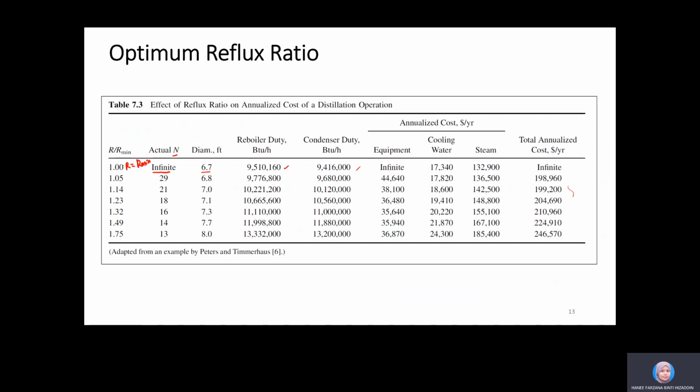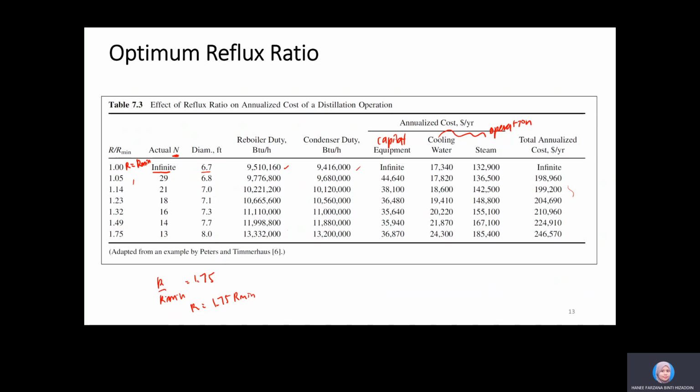So as you can see, when the ratio R over R min increases, for example, equals 1.75, then R equals 1.75 times R min, right? As you increase the reflux ratio, you will see that the number of plates decreases from 29 to 13. And then the diameter, initially 6.8, will increase. The reboiler duty will increase, the condenser duty will increase. So this is an estimate of the annualized cost for capital, for equipment, and these are for operational costs.